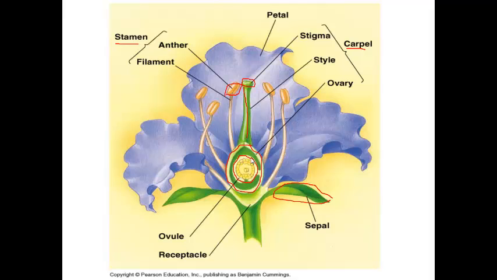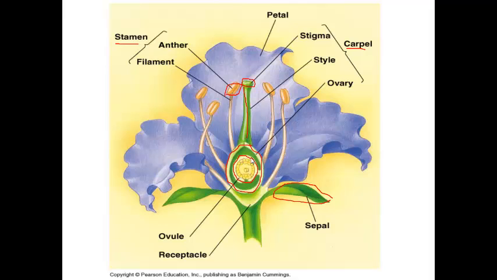Some flowers don't have both male and female reproductive structures. They have either or, and we call those imperfect flowers. Two types of pollination can take place. You can have self-pollination or you can have cross-pollination.